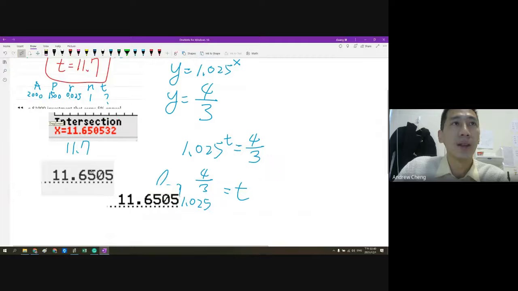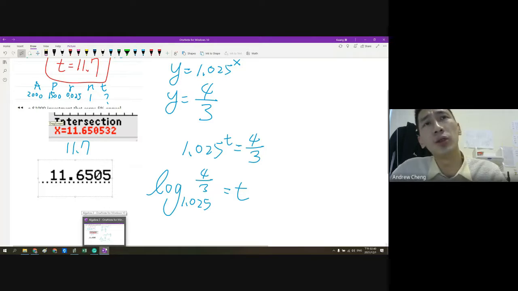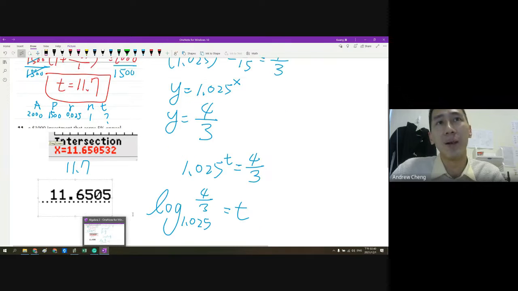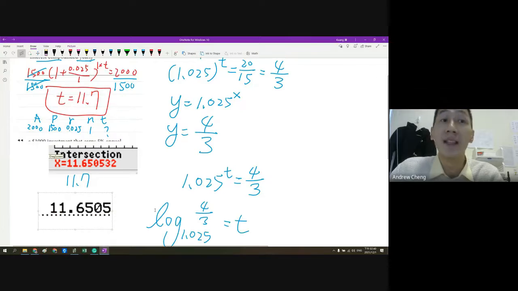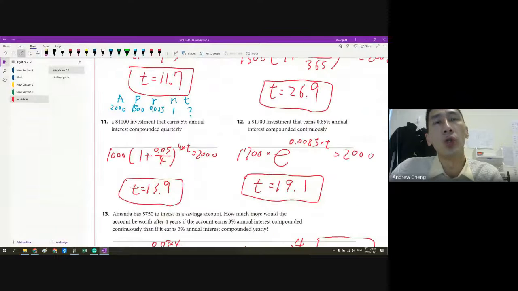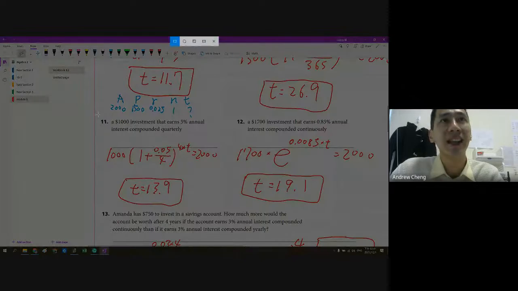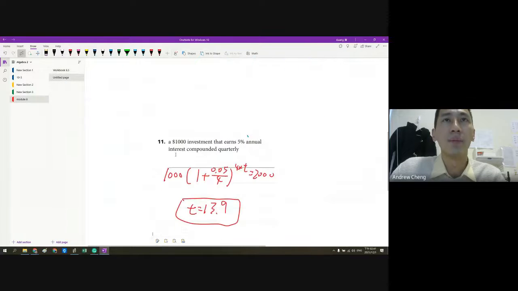Okay. Let's do one more example. Of course, we want you to know how to use log, so I prefer the second method. However, you still need to know the first method, but obviously the second method is much easier and quicker. Let's see one more example. Maybe question 11.